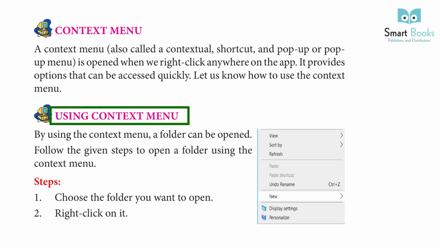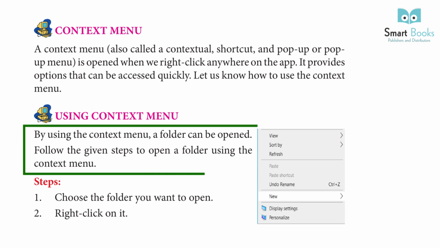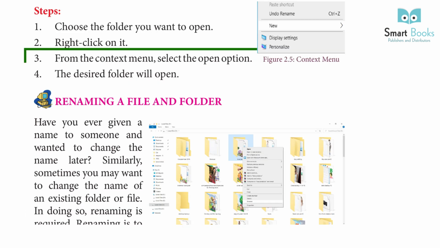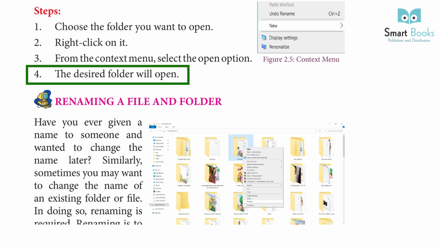Using context menu. By using the context menu, a folder can be opened. Follow the given steps to open a folder using the context menu. Steps 1. Choose the folder you want to open. 2. Right-click on it. 3. From the context menu, select the Open option. 4. The desired folder will open.